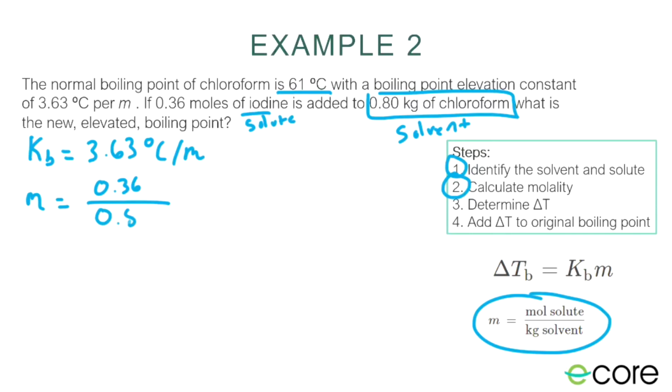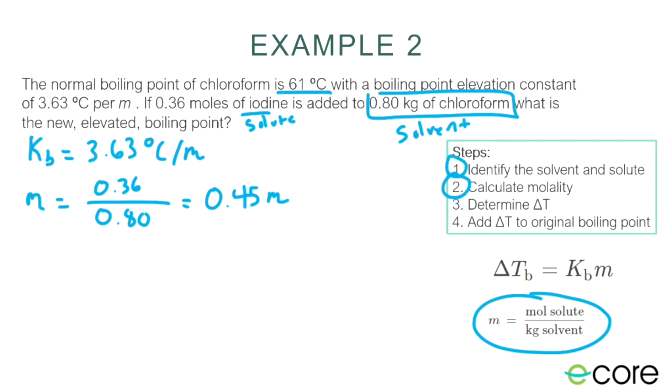That's 0.80. Now, you could imagine sometimes they might give you here the grams of iodine. You have to go grams to moles. Or they might give you the density of chloroform and the volume. And you might have to go from density and volume to mass. So all sorts of variations you can see here. But this is the basic process. So what's the molality? Well, when we divide 0.36 by 0.8, we get 0.45 molal. Molal is the weird way you say molality after the concentration.